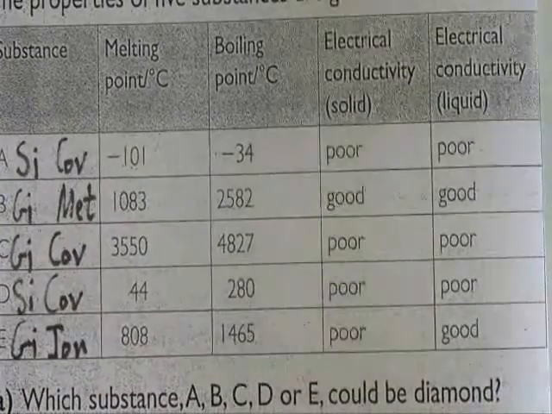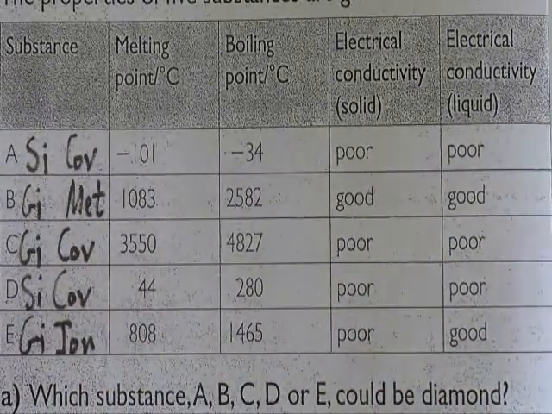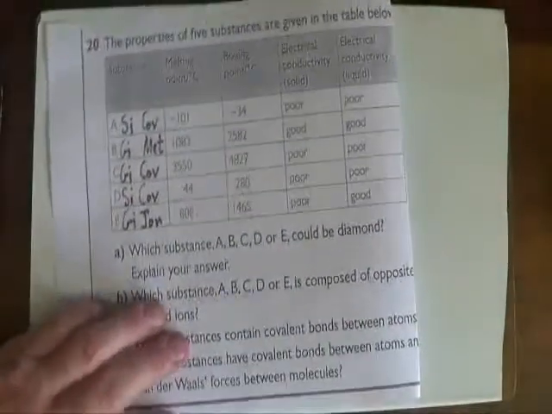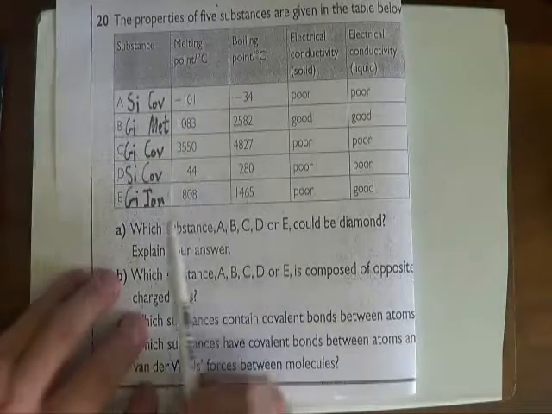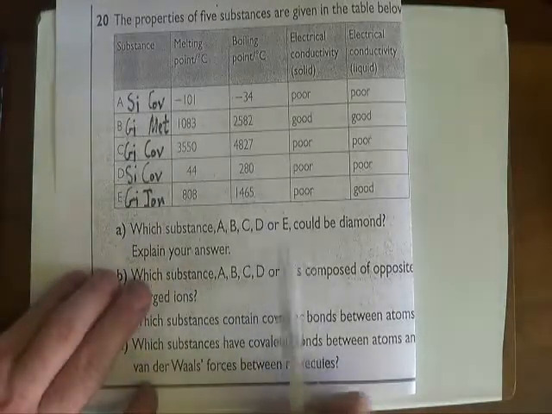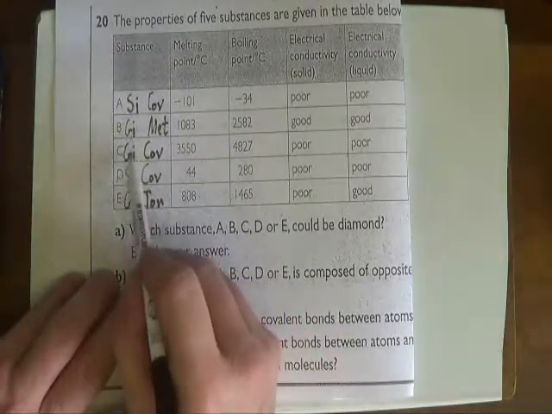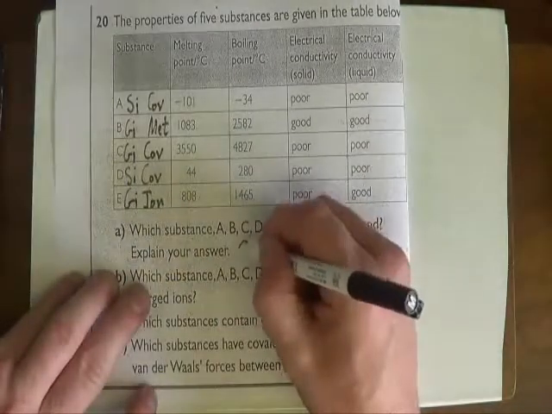ionic. So that's what you've got to do with these, is go through them first of all, work out what structures and the bonding is, and then do the questions. So, which of the substances A, B, C, D could be diamond? Well, diamond is giant covalent. There is only one of them is giant covalent. That's C. Explain your answer.